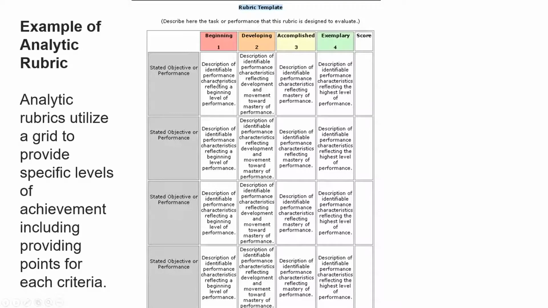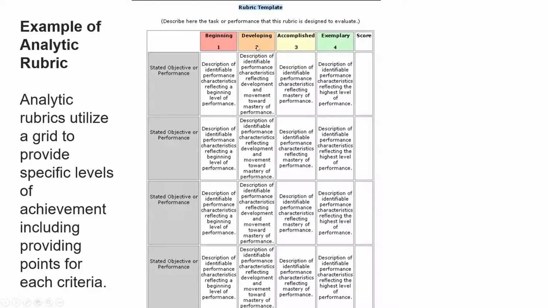So in each of these criteria, there will be description of what they can do. So if it's exemplary, description of identifiable performance characteristics reflecting the highest level of performance. If it's accomplished, description of identifiable performance characteristics reflecting mastery of performance. If it's developing, description of identifiable performance characteristics reflecting development and movement towards mastery of performance.